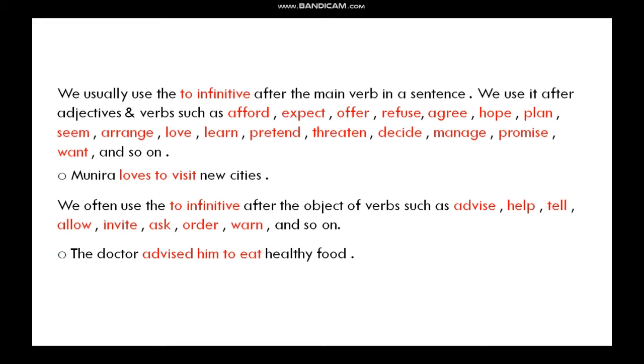Now we see we often use the to infinitive after the object of verbs such as advise, help, tell, allow, invite, ask, order, warn, and so on. For example, the doctor advised him to eat healthy food. In this sentence, object of verb is the word him, and I have used here the to infinitive after object him.